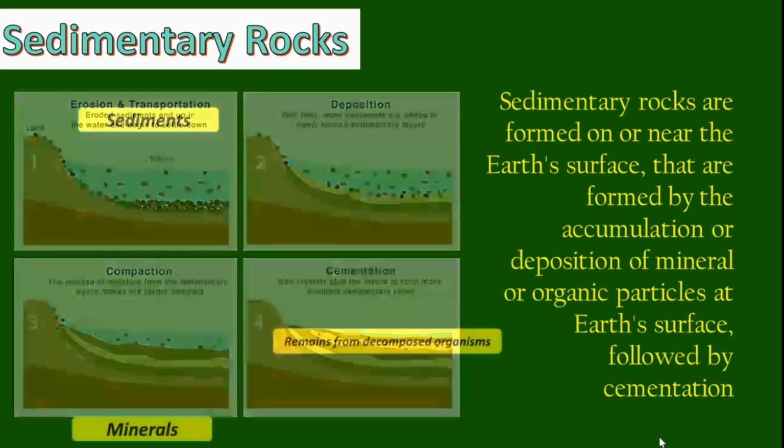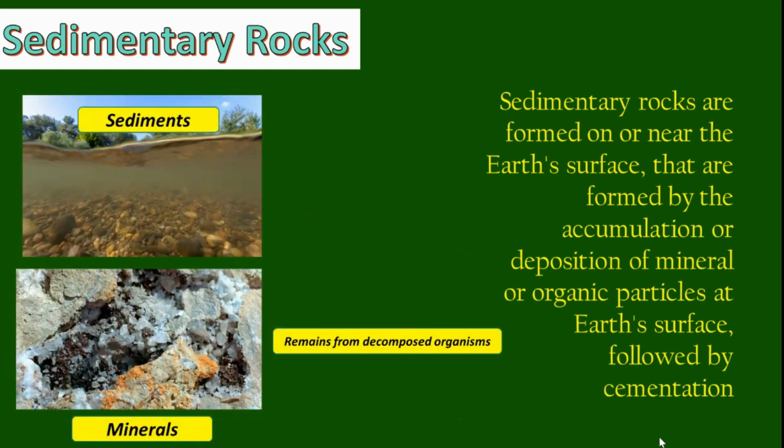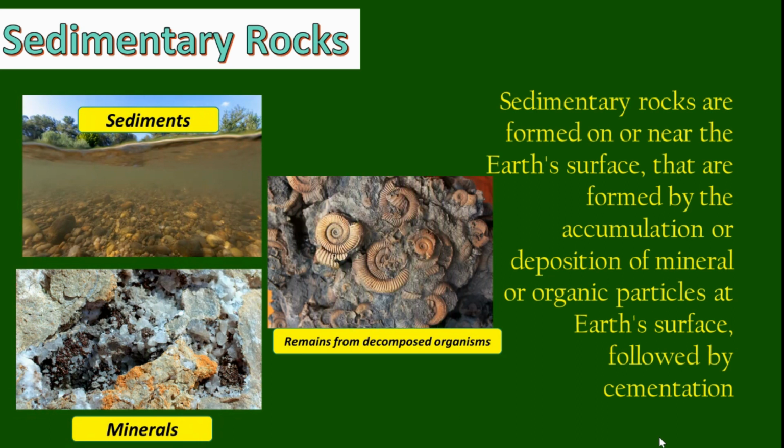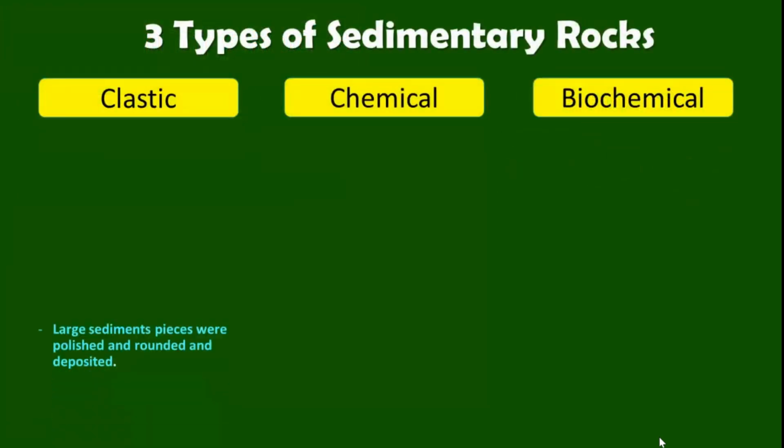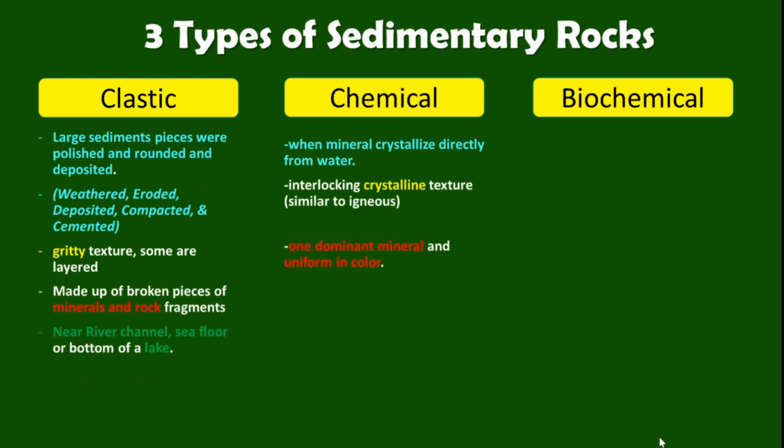Like igneous rocks, sedimentary rocks are classified according to how they are formed. Sedimentary rocks form when sediments, rock fragments, minerals, or organic materials are deposited, compacted, and then cemented together. They also form during evaporation when minerals crystallize from water or when organisms remove minerals from the water to make their shells or skeletons. There are three types of sedimentary rocks: clastic, chemical, and biochemical.